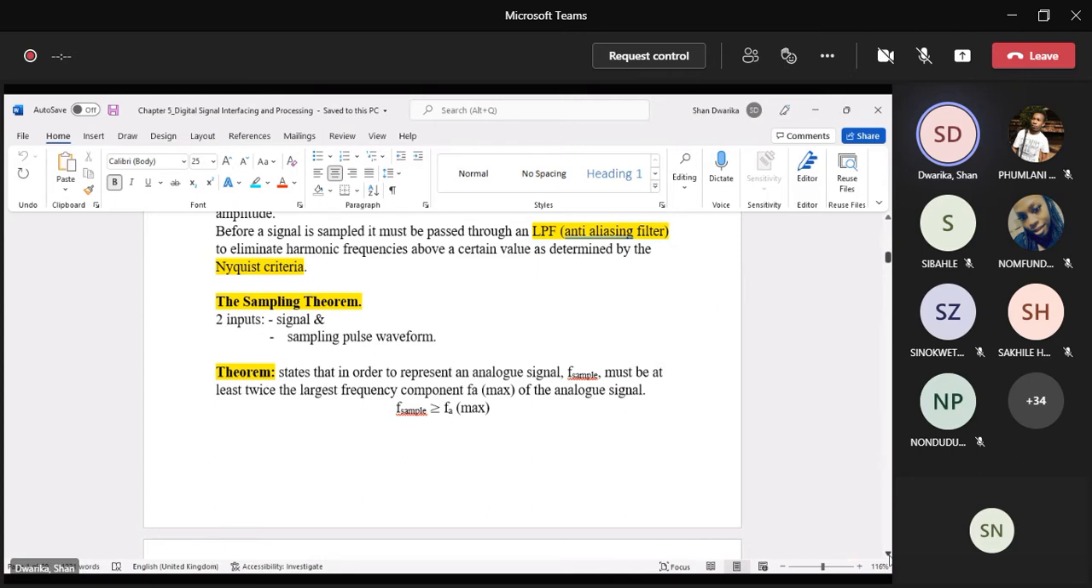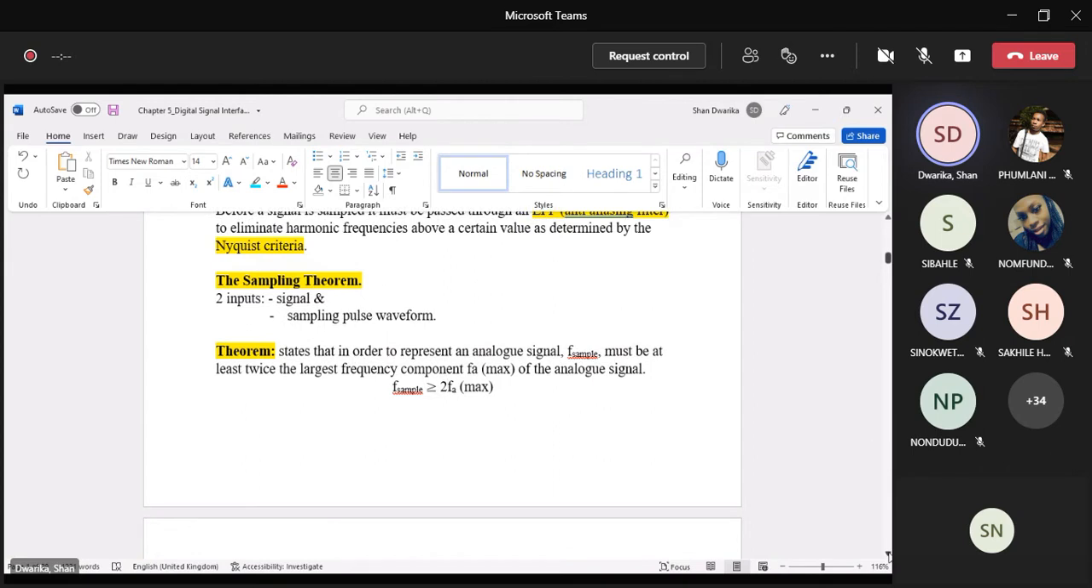The theorem states that in order to represent an analog signal, the sampling frequency F sample must be at least twice the largest frequency component of the analog signal, or maximum F A. In other words, this formula is a bit wrong here, class. I'll just put a 2 in front of it. Okay, so that's correct now. When we sample an analog signal, we have to use a sampling pulse signal to sample it, and that sampling frequency must be twice the maximum frequency of the analog signal. Only then will we be able to produce proper samples.